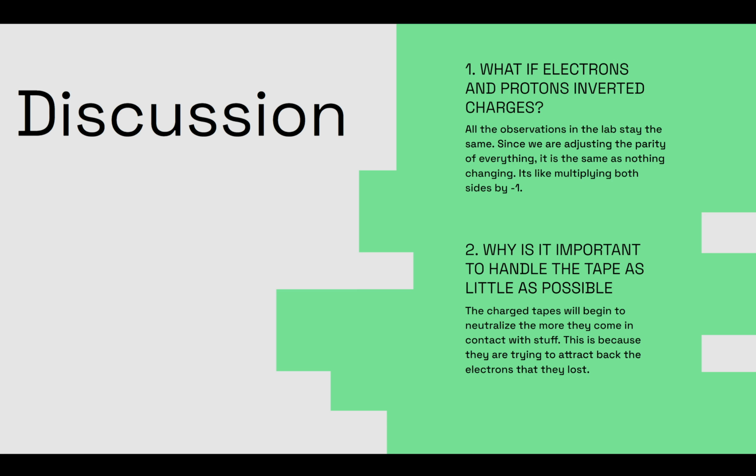This is because when it comes into contact with stuff like your hand, it generally tries to neutralize itself. So the more you handle it, the more neutral it's going to get and the less charged it's going to be. This will also skew our numbers.